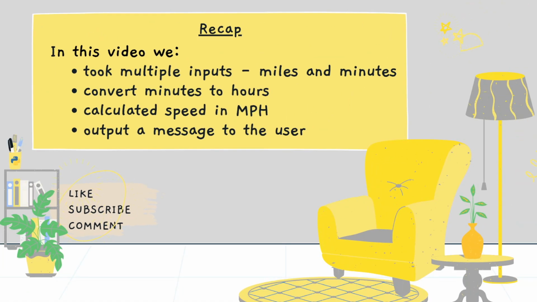Alright, so in this video, we took multiple inputs from a user, miles and minutes. We converted minutes to hours. We calculated speed in miles per hour. And we outputted a message to the user telling them their speed.